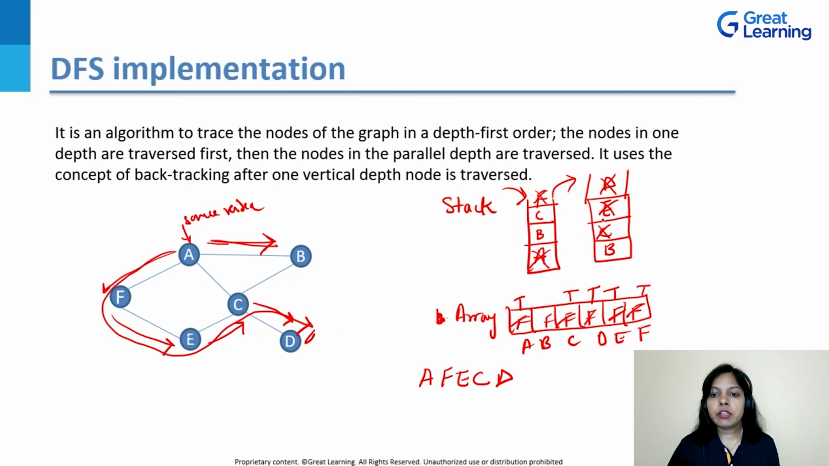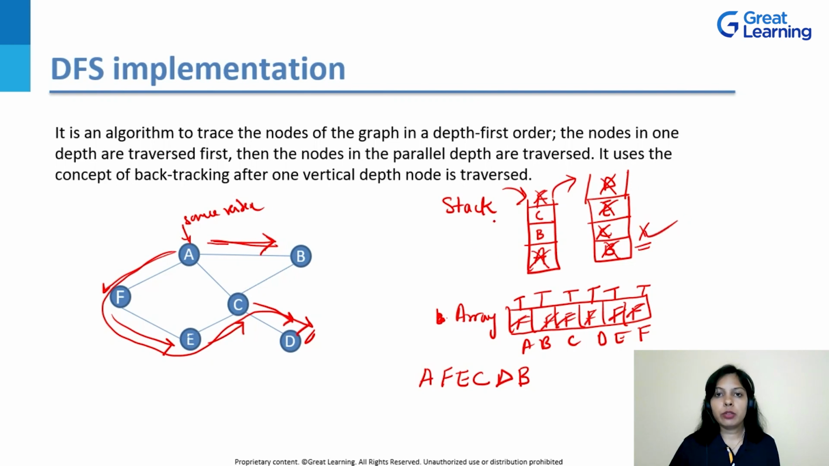Now next element to be deleted from the stack is B. So B will be deleted. B will be marked true here, that it is visited, and B will be the next element to be searched. So this is the sequence we got. And as you can see, now the stack is empty. So until the stack is empty, you have to perform this operation.